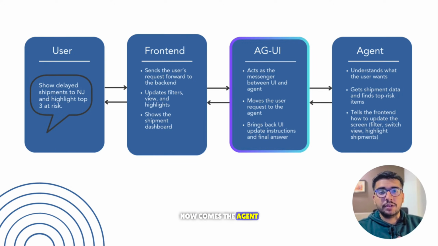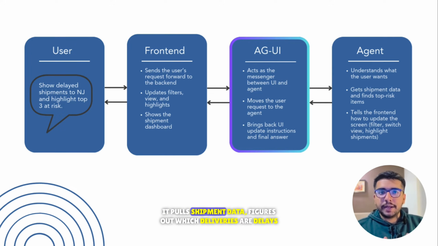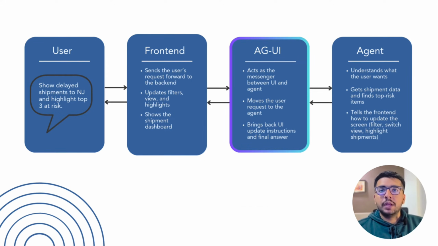Now comes the agent. The agent interprets the request. It pulls shipment data, figures out which deliveries are delayed, and identifies the one with the top risks. It then decides what needs to change on the screen. Then AGUI brings those instructions back, not just the final answer, but also UI actions like filters, highlights, sorting, or view changes.